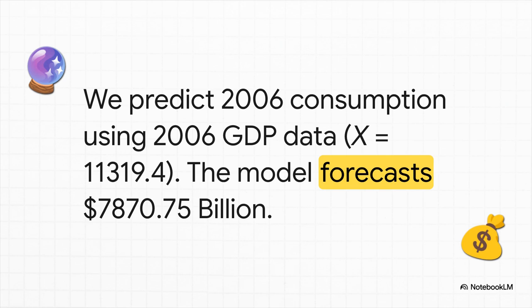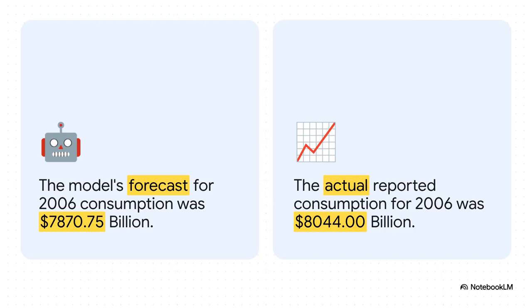We know that the actual GDP for 2006 turned out to be about $11.3 trillion. So let's plug that number for X into our equation. The math tells us that consumption spending should have been about $7.87 trillion. So how did we do? Well, the actual number for 2006 was a little over $8 trillion. We were off by about $174 billion. Now, that sounds like a ton of money, but for an economy that massive, it's actually incredibly close. You're never going to get it perfect, but that's a really powerful ballpark estimate to have.